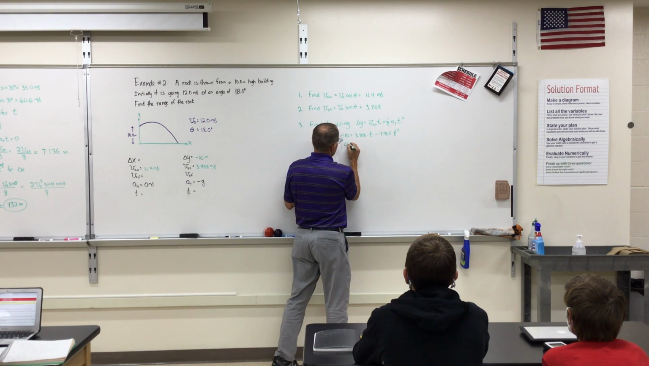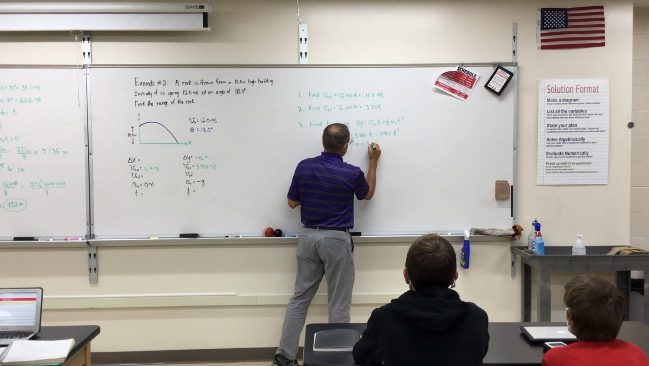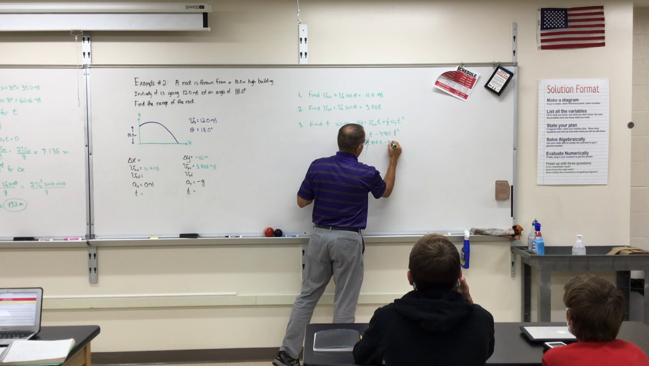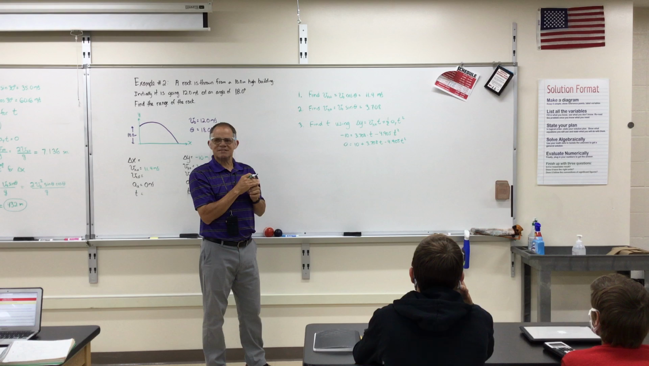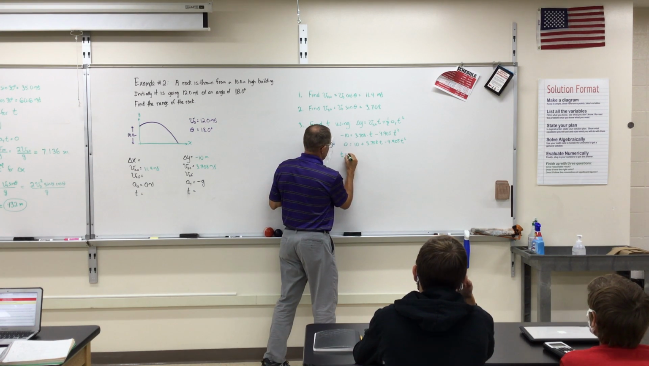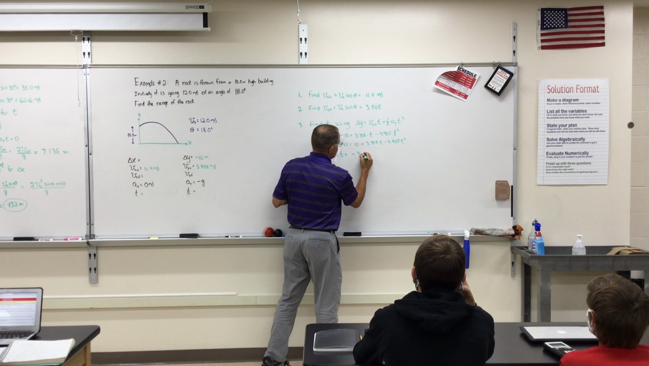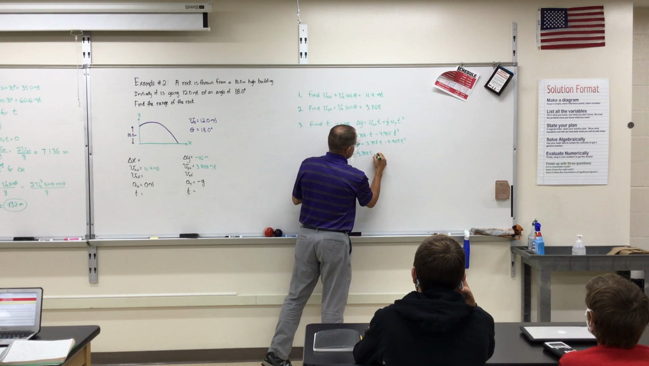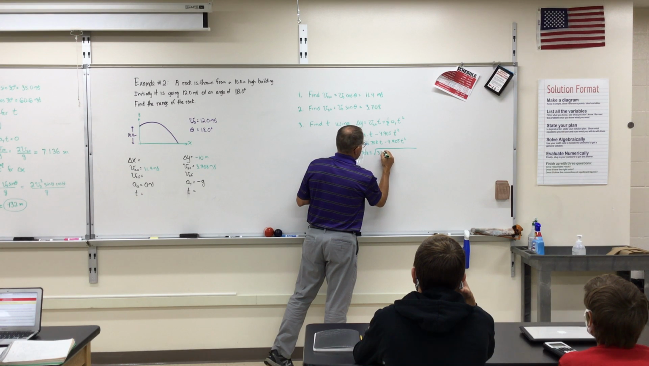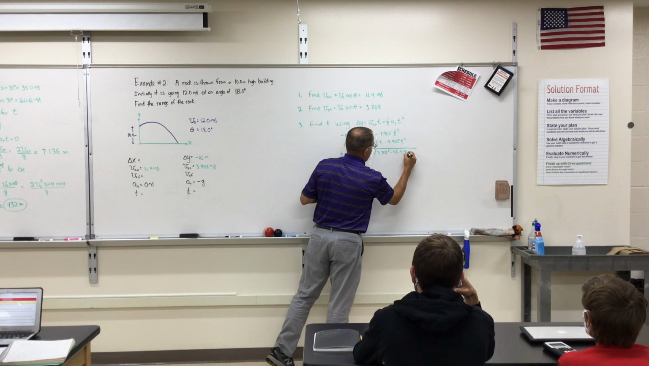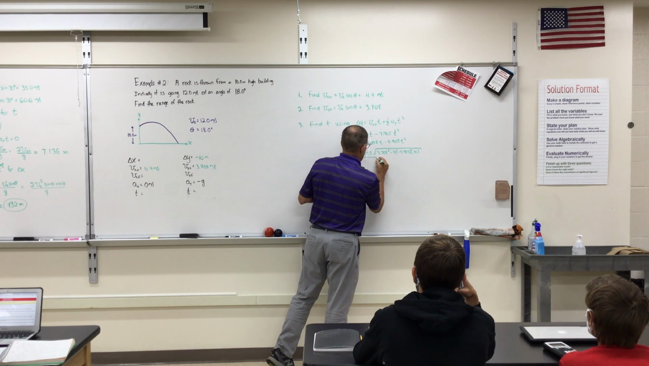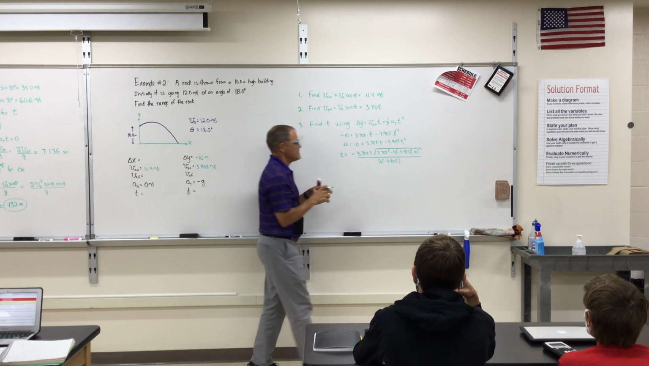Put it in standard form. 0 equals 10 plus 3.708t minus 4.905 t squared. And once you have it in standard form, the solutions will be minus b, 3.708, plus or minus the square root of b squared, 3.708 squared, minus 4 times negative 4.905 times c, which is 10, all over 2 times negative 4.905. That is going to be our solution.